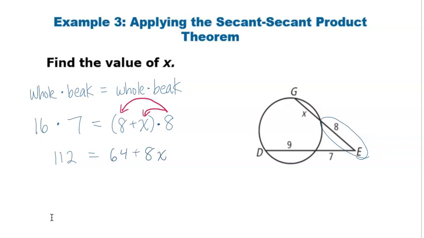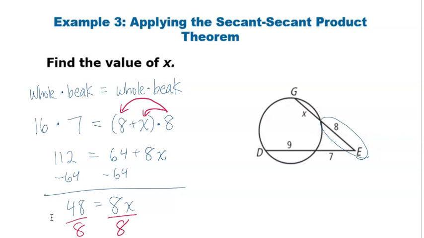Let's continue to simplify. So we'll subtract 64 on both sides. So we have 48 is equal to 8x. We divide by our coefficient on both sides. And we have x is equal to 6. And done.